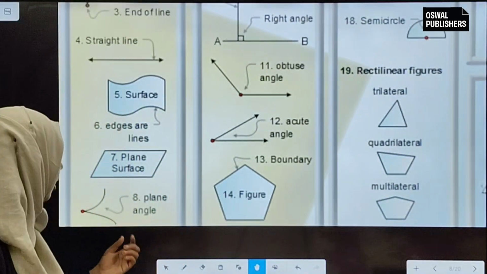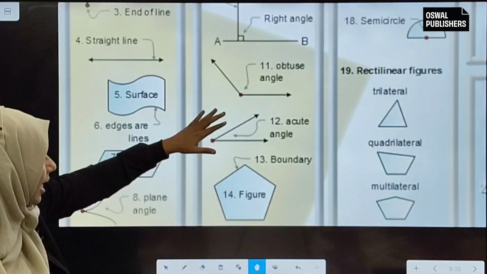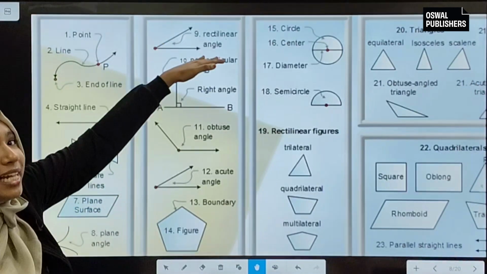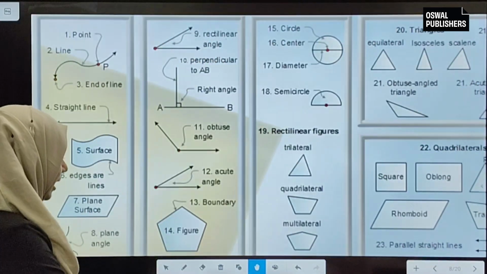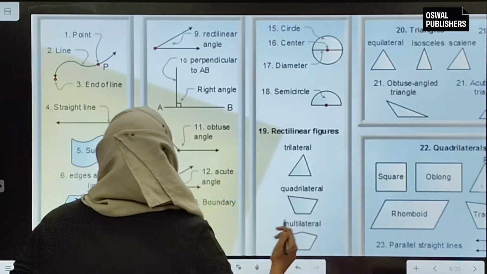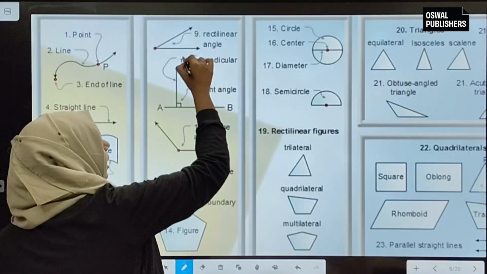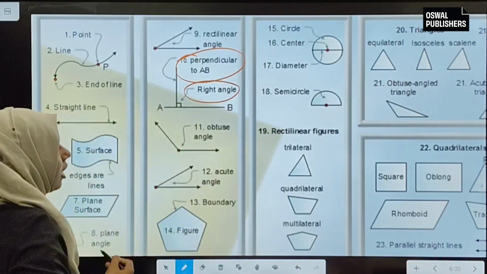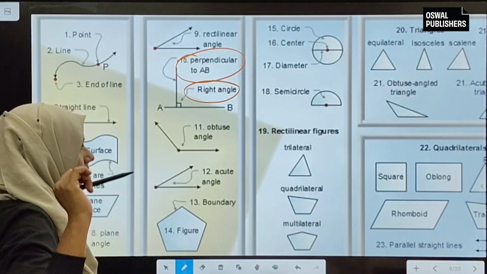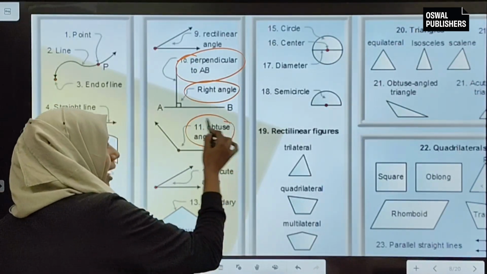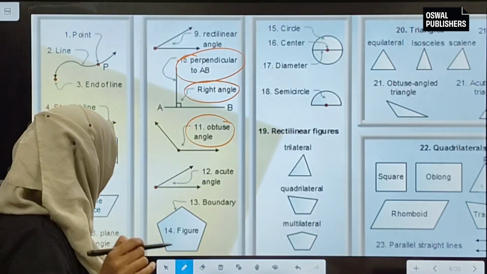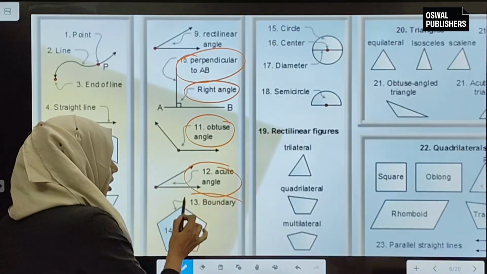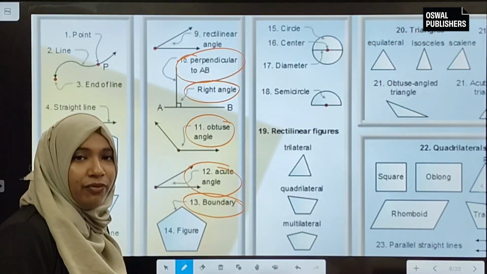And 8th one പ്ലെയിൻ ആംഗിൾ ആണ്. And the 9th one was about rectilinear angle. Okay, rectilinear angle. And the 10th one was about perpendicular, okay, perpendicular, and right angle. Okay, perpendicular is 90 degree. And 11th was about obtuse angle, that is greater than 90 degree, and acute angle, okay, less than 90 degree. And 13th was about boundary, that is he defined boundary.